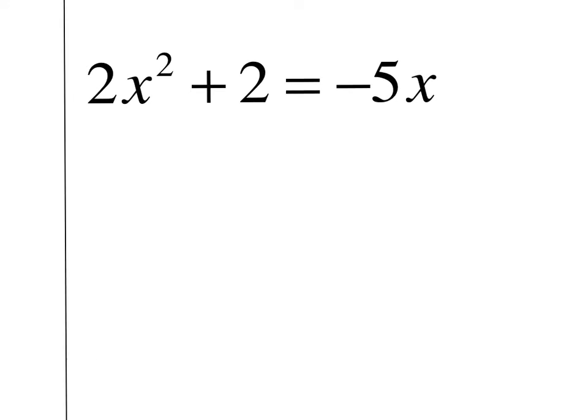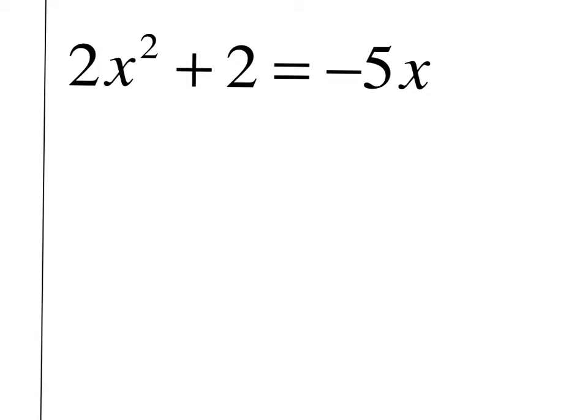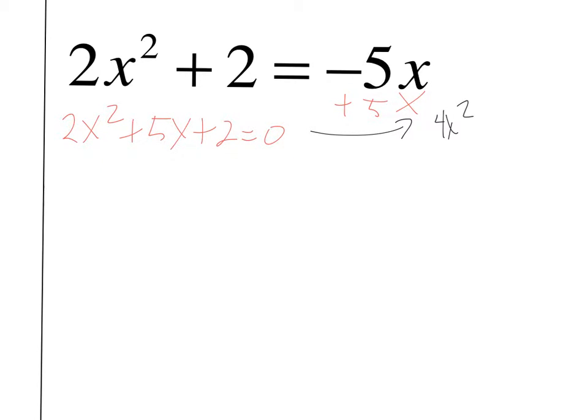Another solving by factoring problem. This one we got to do a little bit of work first. I'm going to add 5x to both sides to get everything on the same side. So we get 2x squared plus 5x plus 2 is equal to 0. I like writing that in standard form because that helps me to deal with the factoring. So 2 times 2 is 4x squared. Try to multiply to 4 and add up to 5x. Okay. That's going to end up being 4x and 1x.